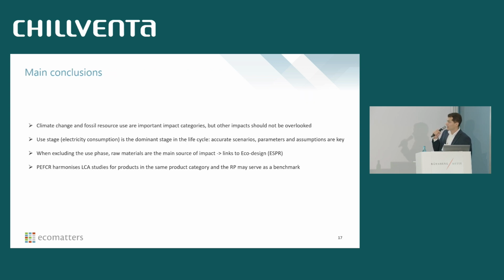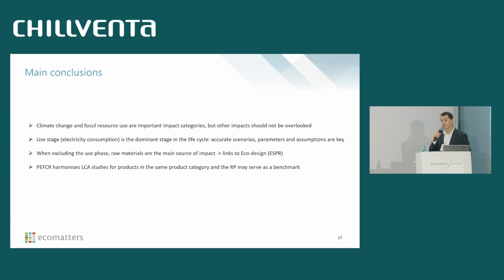All right, some main conclusions. Climate change and fossil resource use are very important impact categories, but the other impact categories should not be overlooked, because then you're only looking at part of the impact that products cause. And within PEF, this is really inherent to the methodology, that you're including all these different impact categories, and you get a holistic picture of the environmental impact.